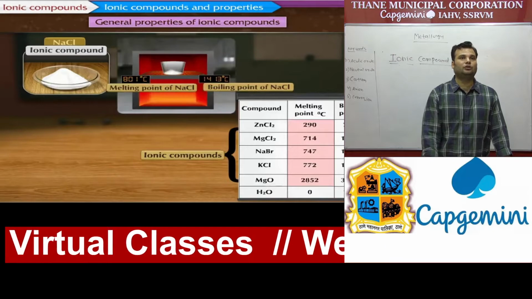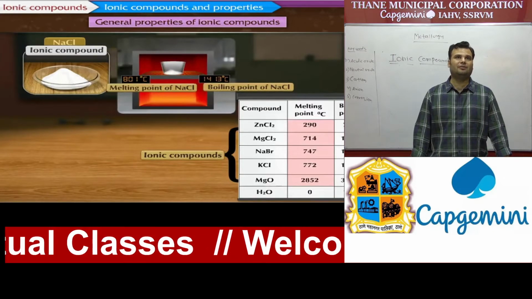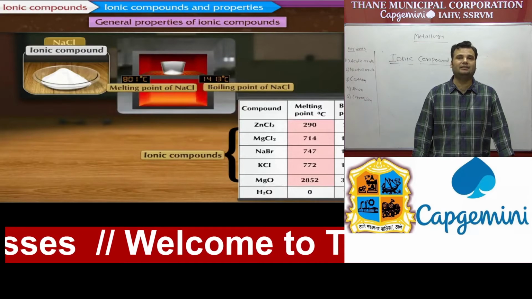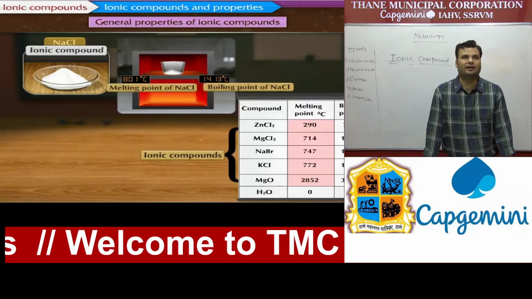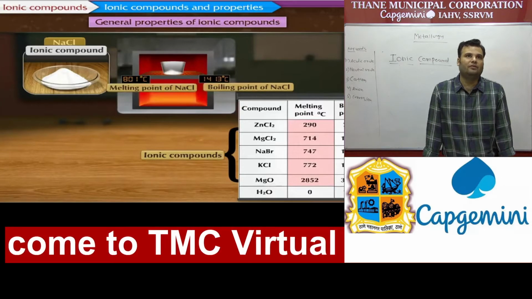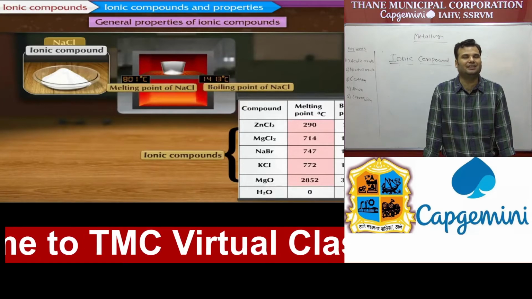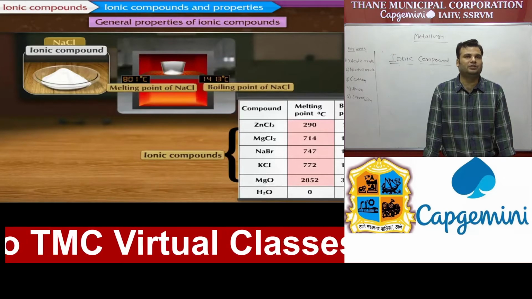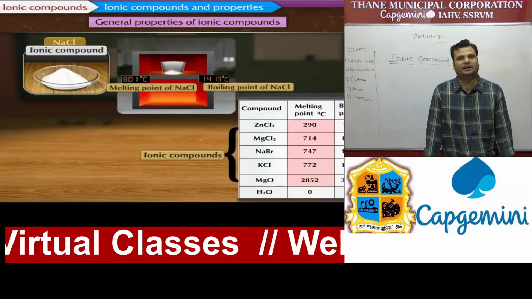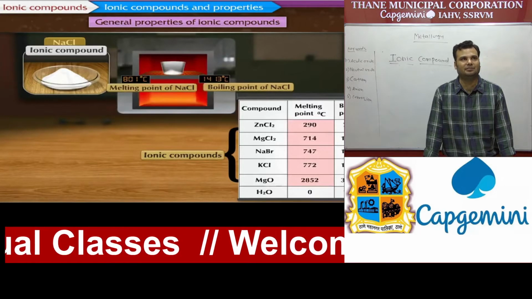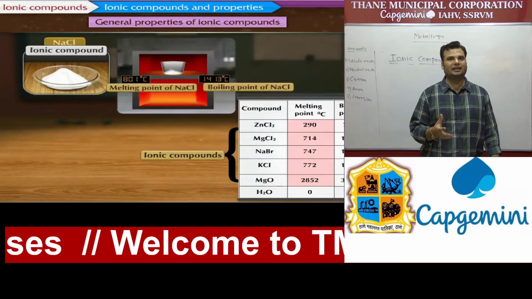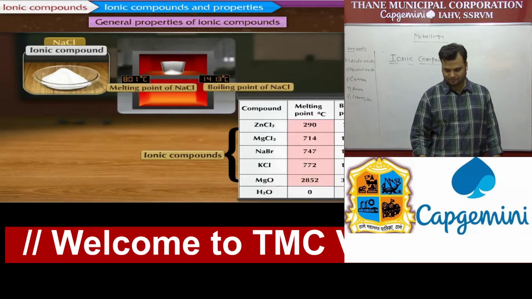So you can see also, if you compare with water, so water having the boiling point is only 100 degrees Celsius, melting point is 0. But if you see like zinc chloride, magnesium chloride, sodium bromide, potassium chloride, magnesium oxide, they are all having the very high melting and boiling points. So you can see in slide also, you can observe that all ionic compounds are high melting and boiling point. Again, the reason is same thing, because they require more energy to break the bond, because they contain electrostatic force of attraction.